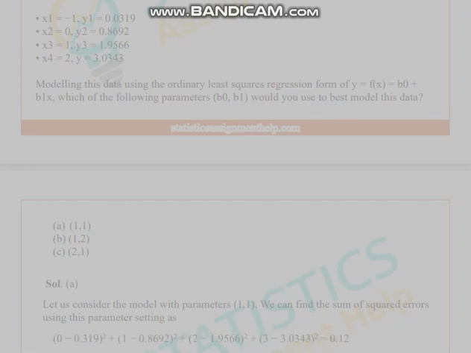Repeating the same calculation for the other 2 options, we find that the minimum squared error is obtained when the parameters are 1, 1. Thus, this is the most suitable parameter setting for modeling the given data.